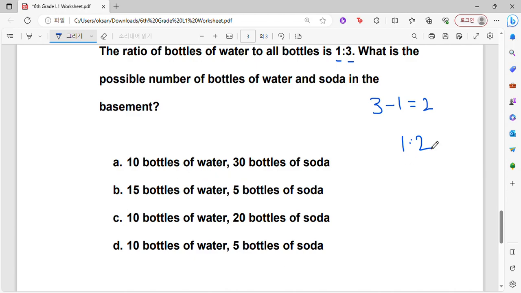So then that would mean that the number of bottles of water should be half of the number of bottles of soda, right? So this would not work. This would also not work. This wouldn't work, and C would be the answer. We can get this by multiplying 10 on both sides, giving us 10 to 20.